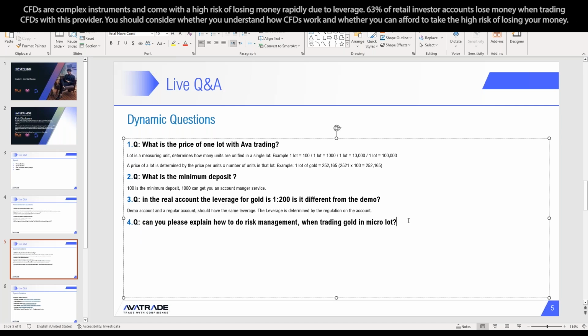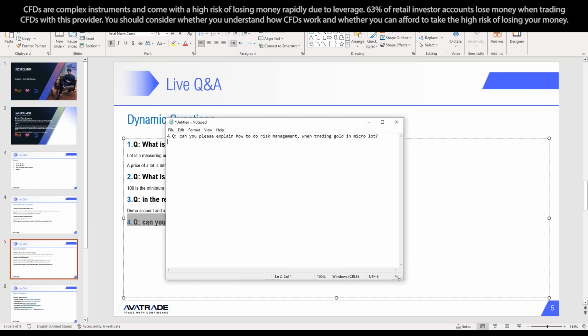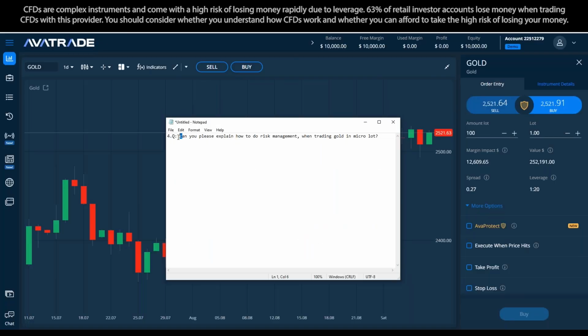Okay. Can you explain how to do risk money management when trading gold in microlot? Okay. Whoever asked me this question, prepare yourself. We're going to look into that, and we are going to answer right now. Okay, risk money management with gold trading microlot.